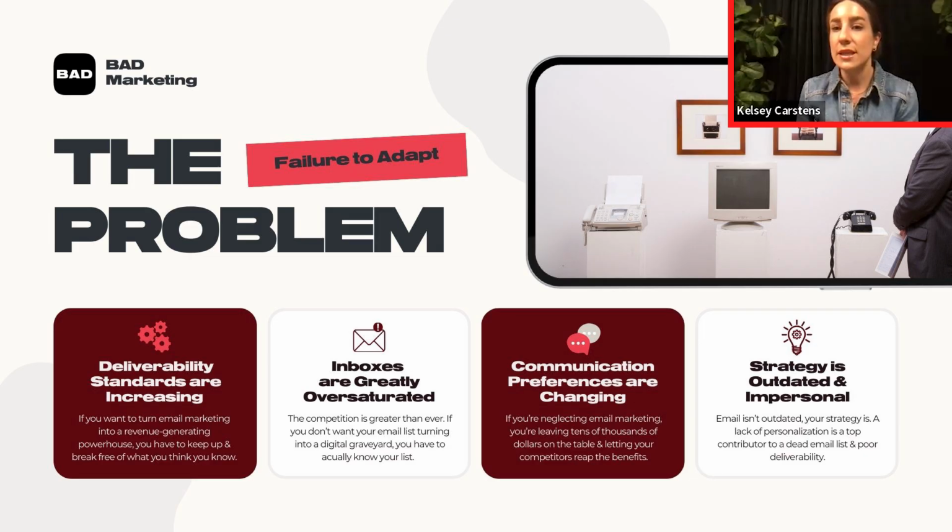So the biggest thing I want to touch on today is the problem. The number one thing I see when I'm auditing brands that come in is a lot of people are doing the same thing, sounding the same way, and not really adapting to what their list needs specifically. So as you know, deliverability standards are increasing. Inboxes are fuller than ever. Communication preferences are also changing. And all of those things are kind of playing into a strategy that is continuing to not keep up. So the strategy is a bit outdated and a little bit impersonal.